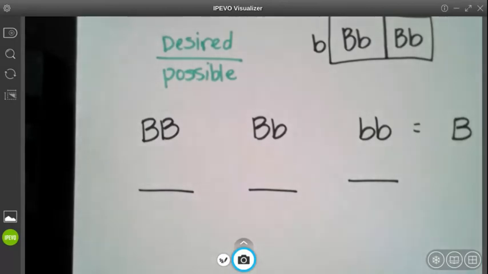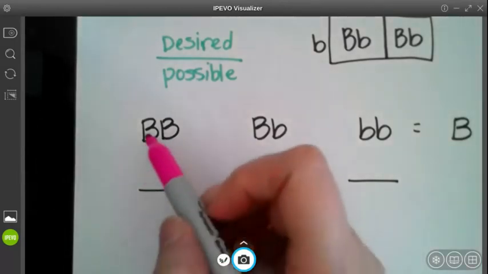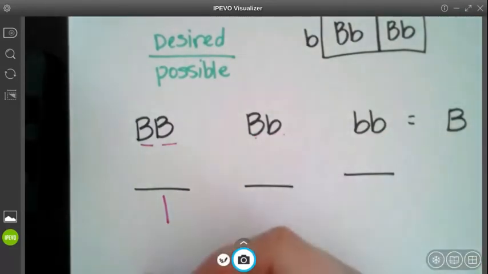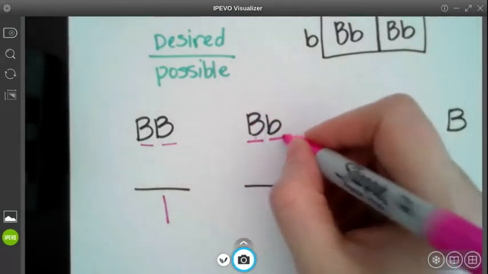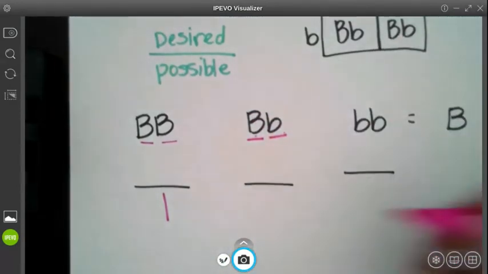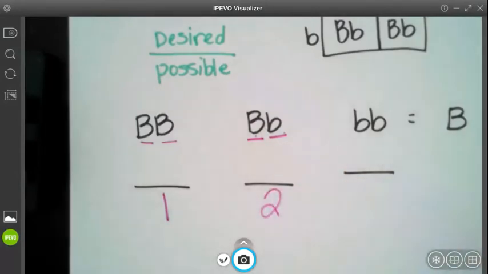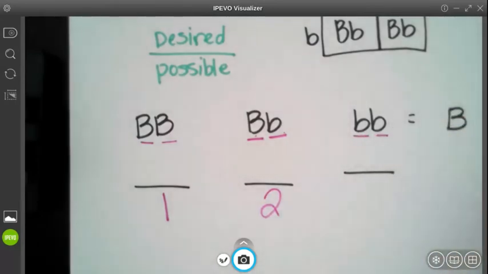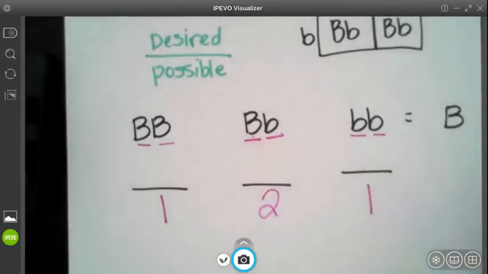How many options do I have here? Well, this first one, I have a big B and I have a big B. They're the same, which means I only can get a big B. So my possible would be 1. Now, let's go over here. Big B, little b. Well, I can either get a big B or a little b. So I have two different outcomes. So two possible outcomes would be a 2. And then over here, I either have a little b or a little b. So again, my possible outcomes is only 1 because I only can get a little b.